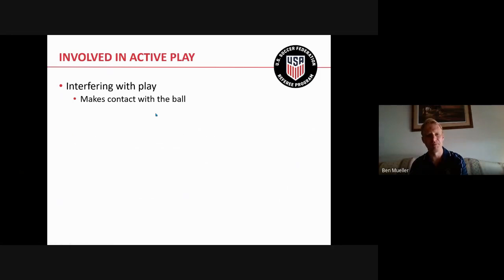So what does it mean to interfere with play? Simply means to make contact with the ball. This is your classic offside where you have a cherry picker who's in an offside position, receives a pass from a teammate, and touches the ball offside.